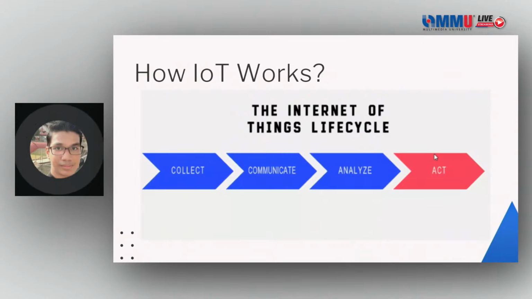For example, temperature. If the reading temperature is too high, that would mean the room is too hot. So what happens when we know that the room is too hot? This is where we go to the action part. In this action part, we will instruct the system to turn on the lamp, turn on the fan, or turn on the aircon. So that is an example of the IoT life cycle.